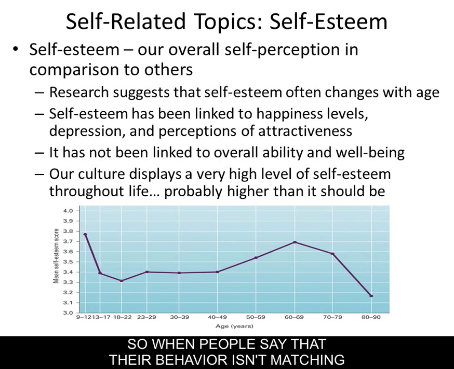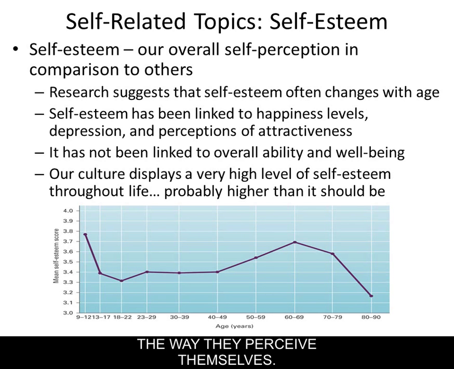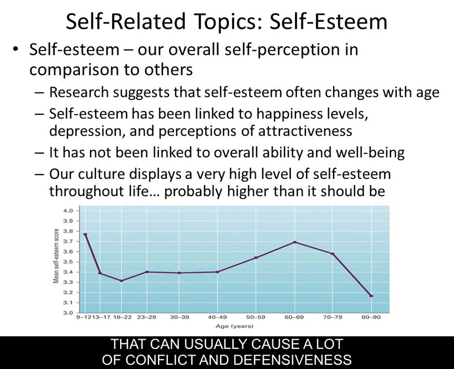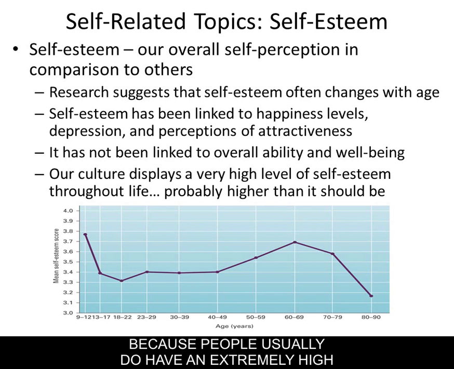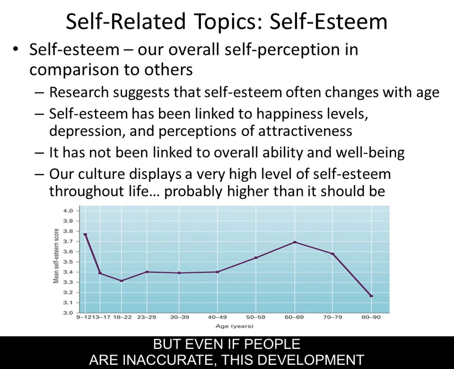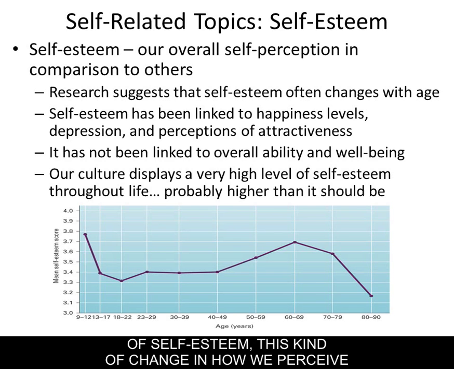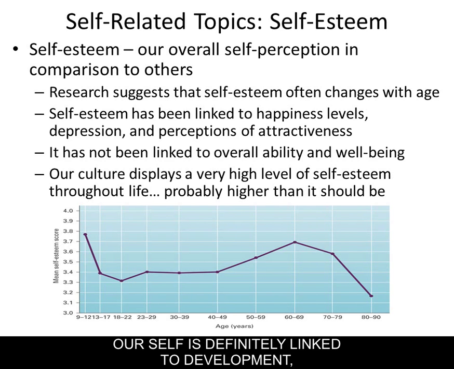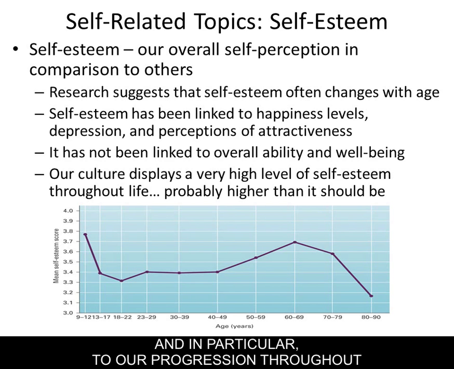When people are told that their behavior isn't matching the way they perceive themselves, that can usually cause a lot of conflict and defensiveness, because people usually do have an extremely inflated sense of who they actually are. But even if people are inaccurate, this development of self-esteem, this change in how we perceive ourselves, is definitely linked to developments and in particular to our progression throughout our life.